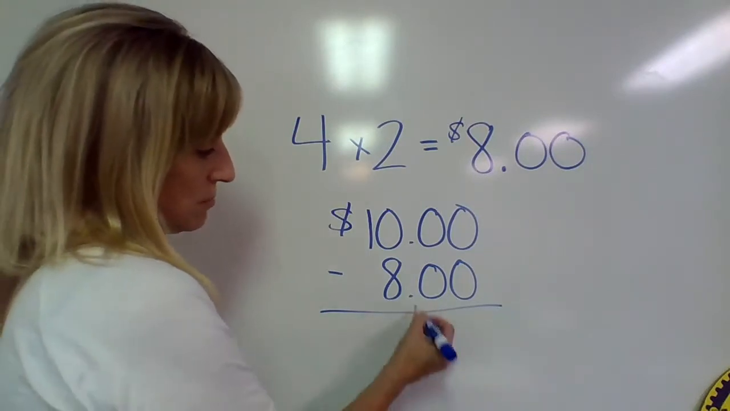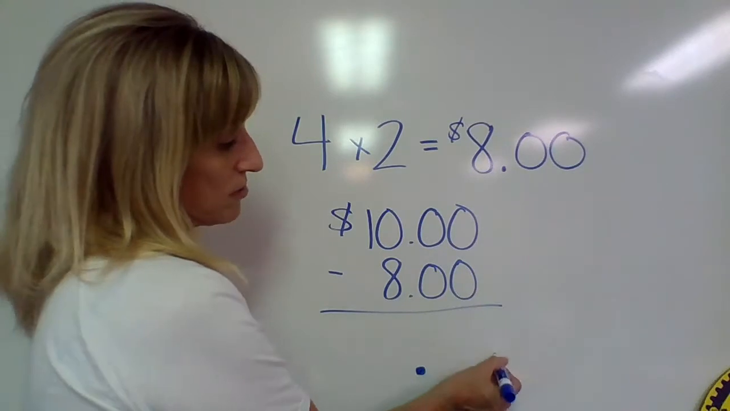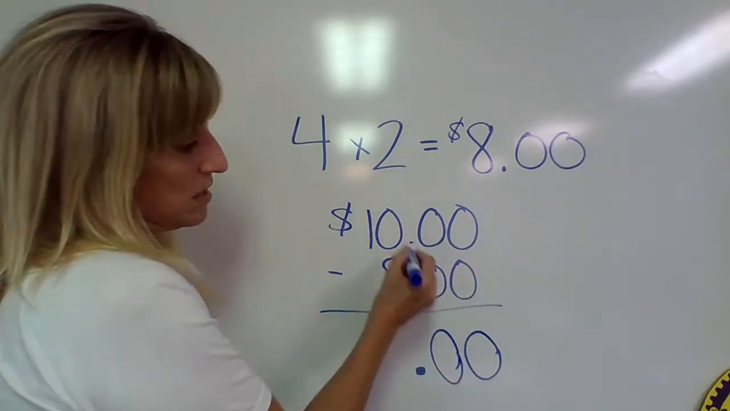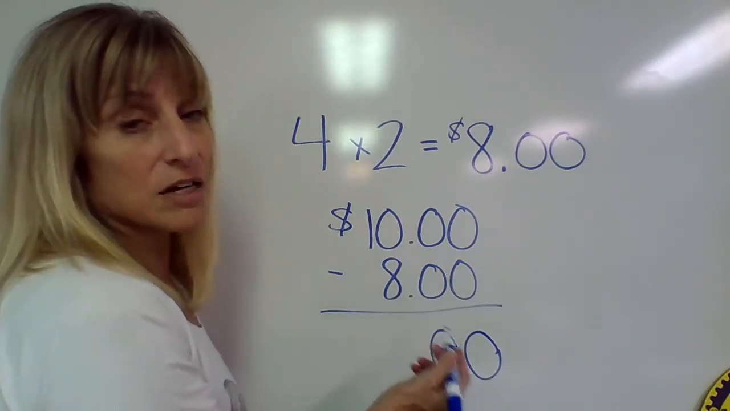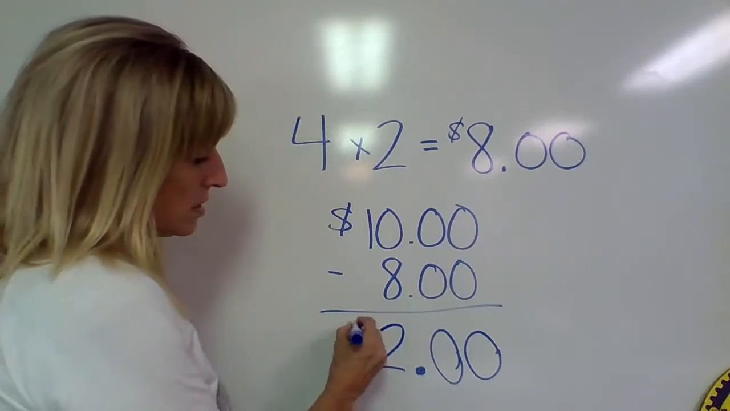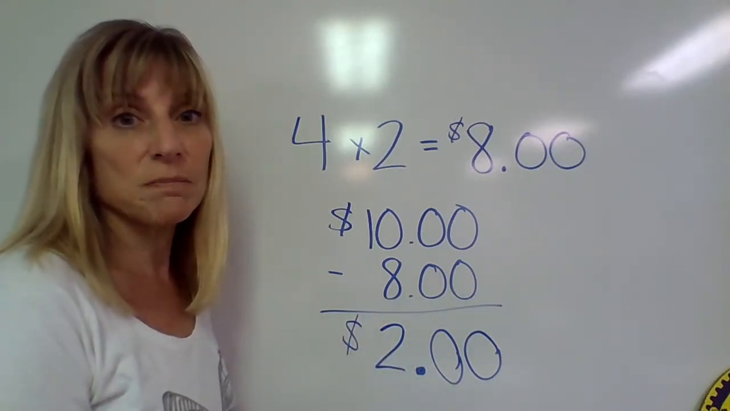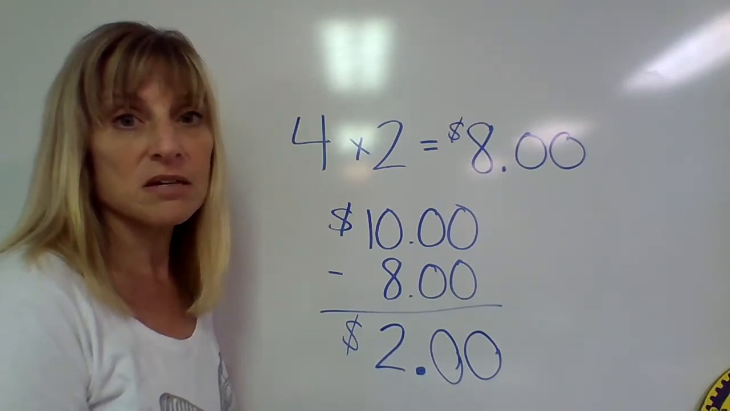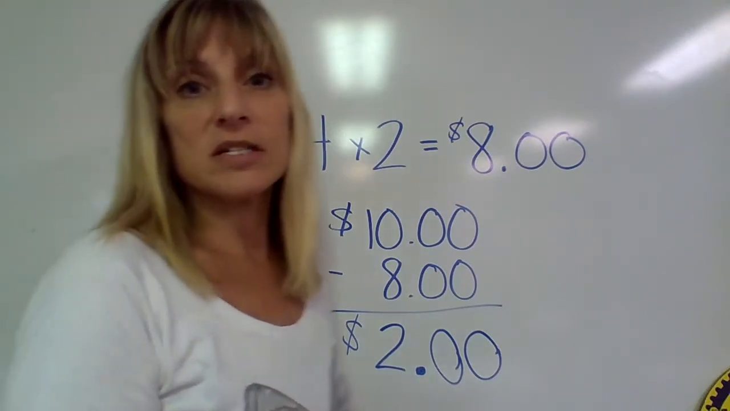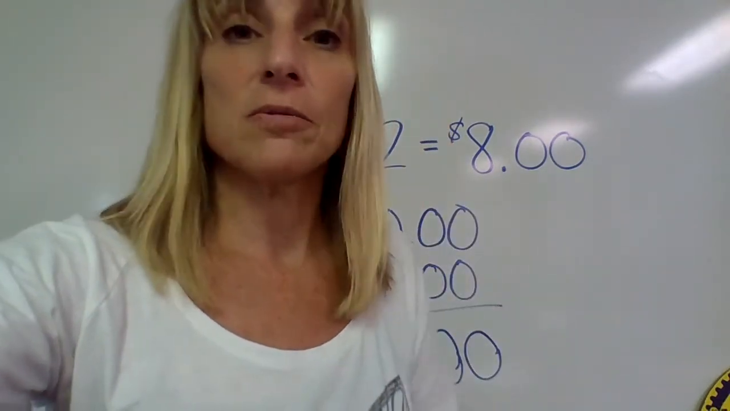And again, we're doing money, so I got to make sure my decimal point is there. 0 from 0, 0. 0 from 0, still 0. 10 minus 8, I know in my head, is 2. And then I got to put my dollar sign there. Okay? So the change she should get back from buying her magnets is $2. Okay? Hopefully you guys understand that concept. If not, please comment below.